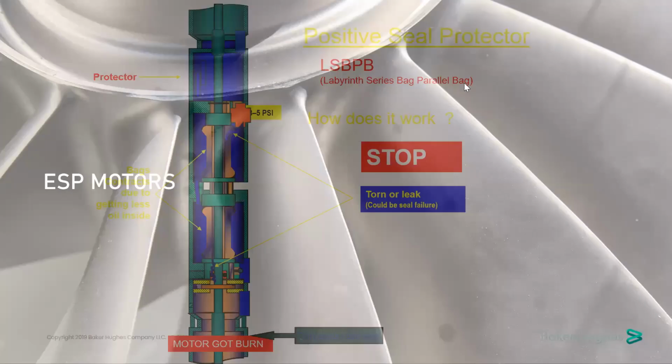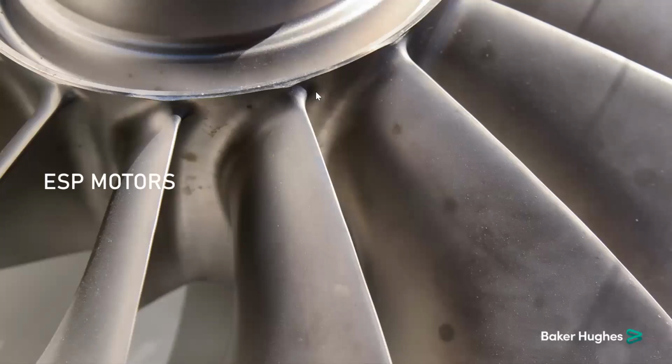With that, we closed the seal section, and I will check what will happen to the fluid that has been accumulated inside the seal. The fluid will accumulate inside the seal section. If it's a labyrinth section, it will go to the bottom by gravity.